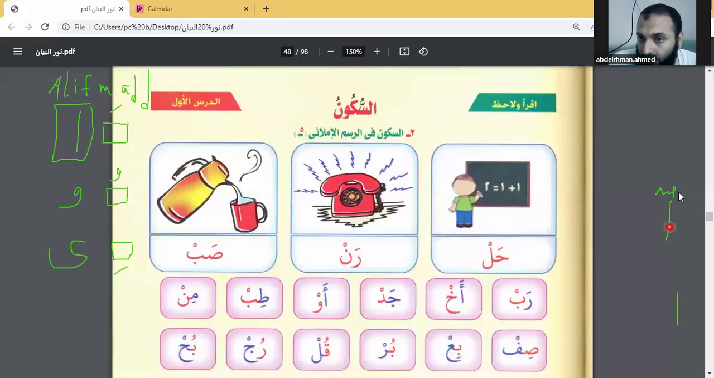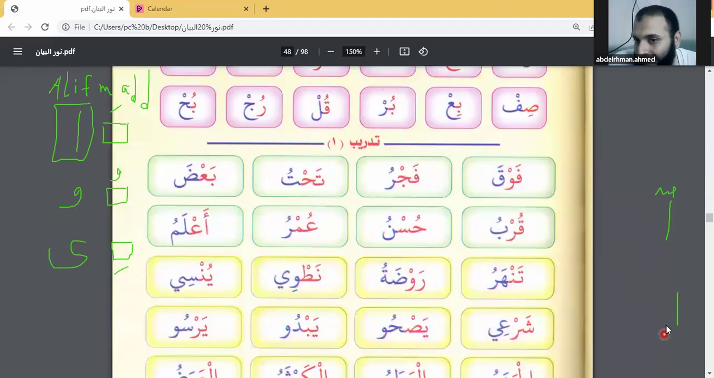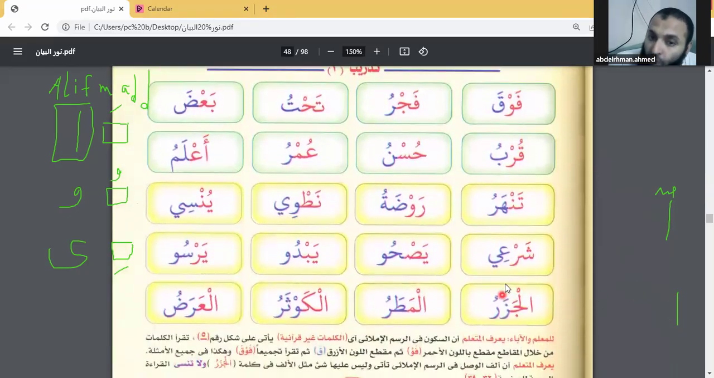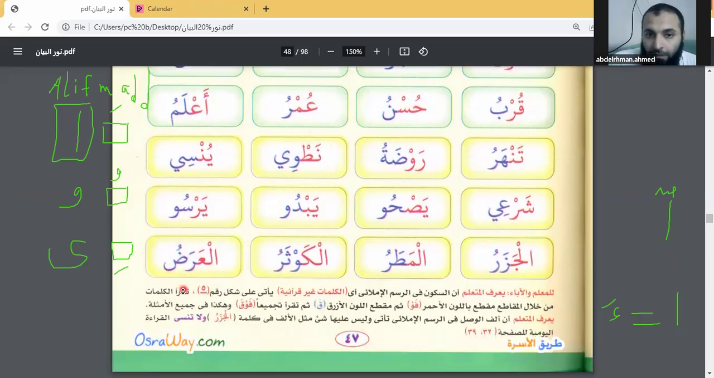So hamza al-wasl in the Quran is a clear hamza with a sad at the top, but in Arabic it's just alif without anything. How can I know it? The next letter has sukun like this one. So how can I read this letter? We read it exactly like a hamza with fatha. We say a, and now the lam has sukun, so we say al-jazaru, al-mataru, الكوثر، العرض. Okay, next page.